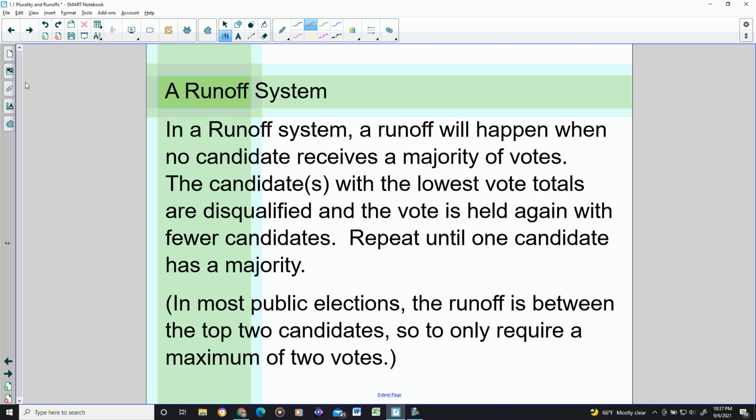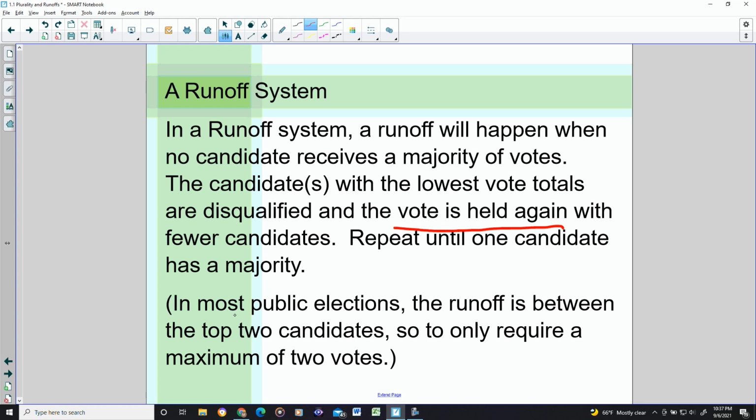Okay. All right, folks. The next piece that we're going to talk about is something that you probably saw in real life. This is called a runoff system. A runoff happens in some systems when no candidate receives a majority of votes. The candidate or candidates with the lowest vote totals are disqualified. The vote is held again with fewer candidates, and repeats until one candidate has a majority.